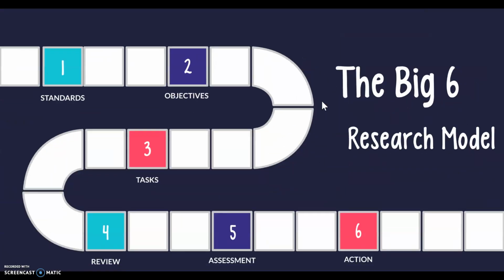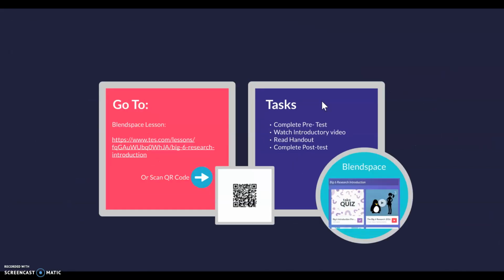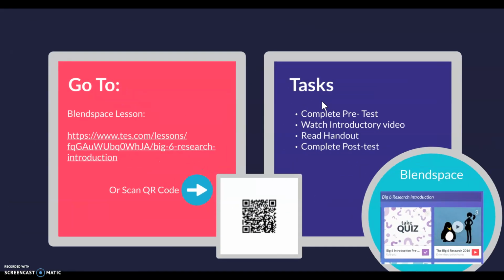So let's continue. You have a couple of different tasks that you're going to complete today in this lesson. First of all, you're going to go to BlendSpace, and there's a link on the screen right here, or your teacher can provide you how to get to there. There's also this QR code that your teacher can possibly pause the video and let you take a snapshot of to get you to your BlendSpace and log in. Once you're there, you're going to complete the pretest, watch an introductory video, read a handout, and then complete the post-test as well.